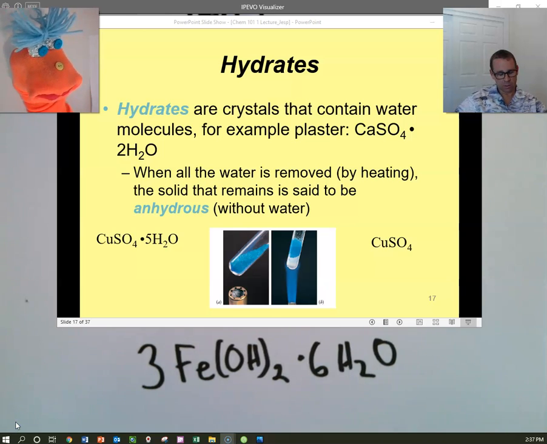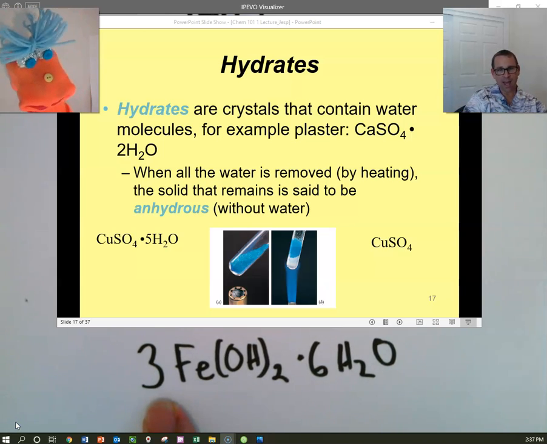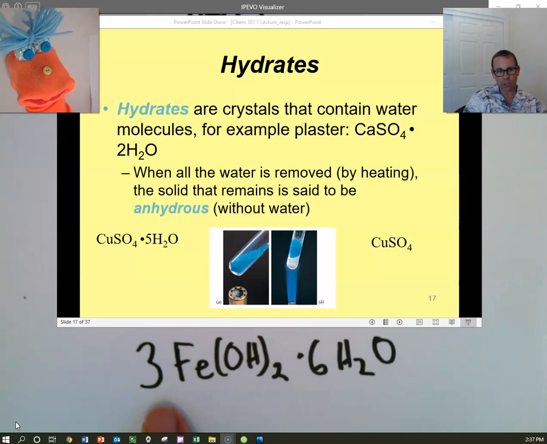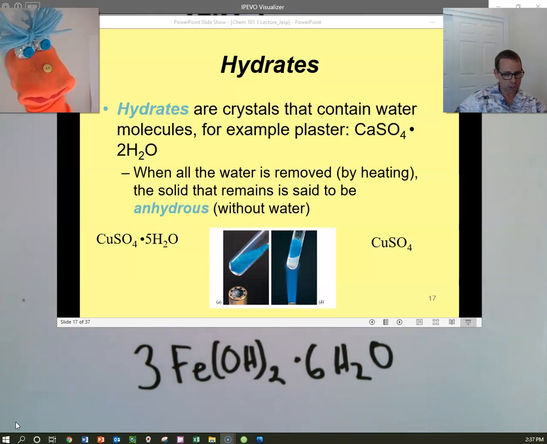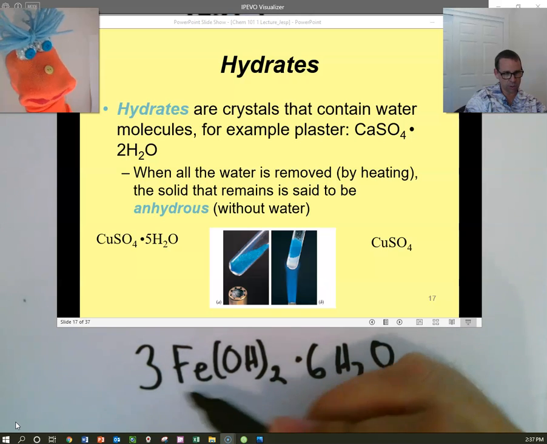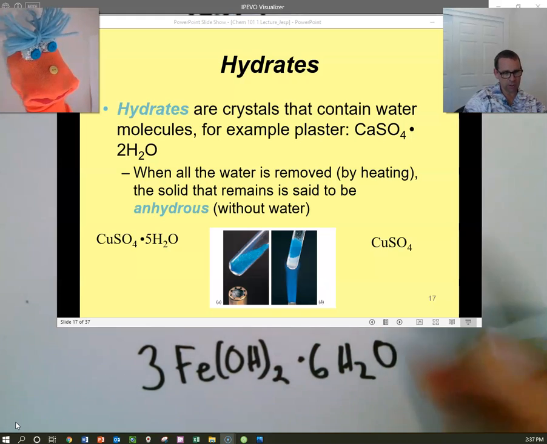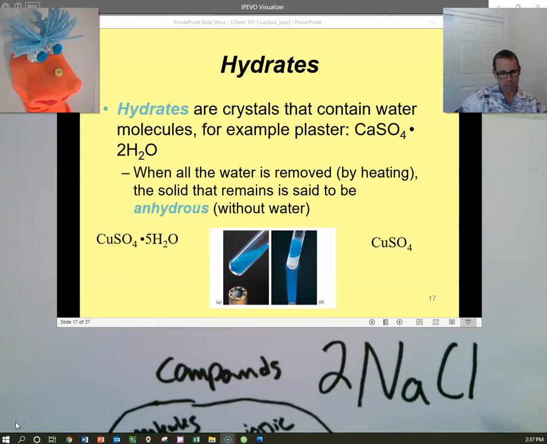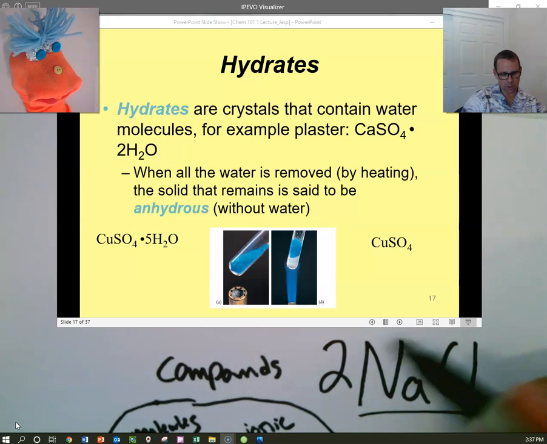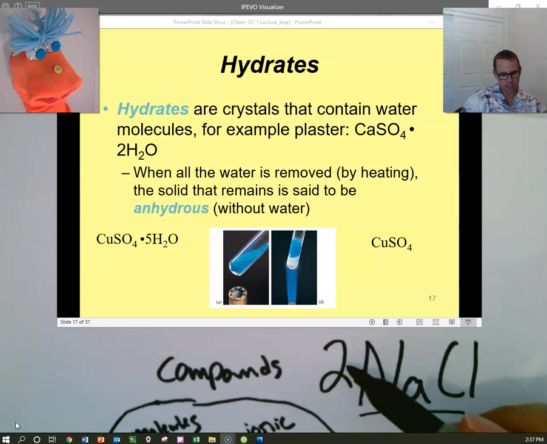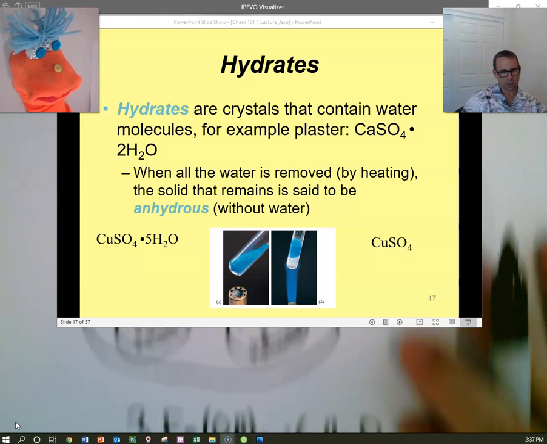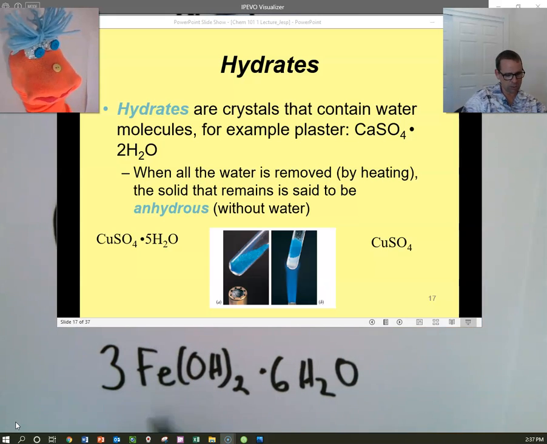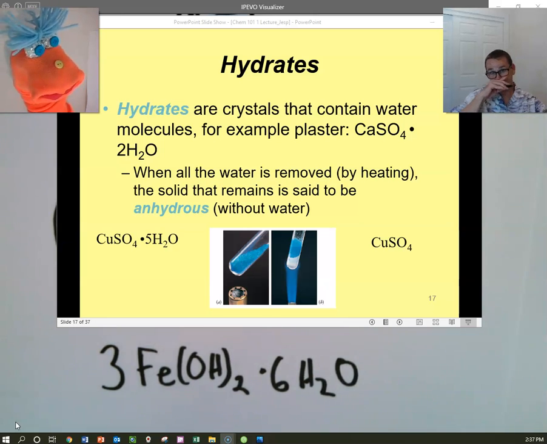So this 3 in front is what we call a coefficient, and it's telling me not just 3 irons, it's saying 3 of everything. Like if I were to say 2 sodium chlorides, that means 2 sodium chlorides. It doesn't mean all of a sudden 2 sodiums and 1 chlorine, right? That 2 is telling me 2 of all of this. So if I have 3 of these, then we have a tricky question. How many oxygens are there in 3 of those?